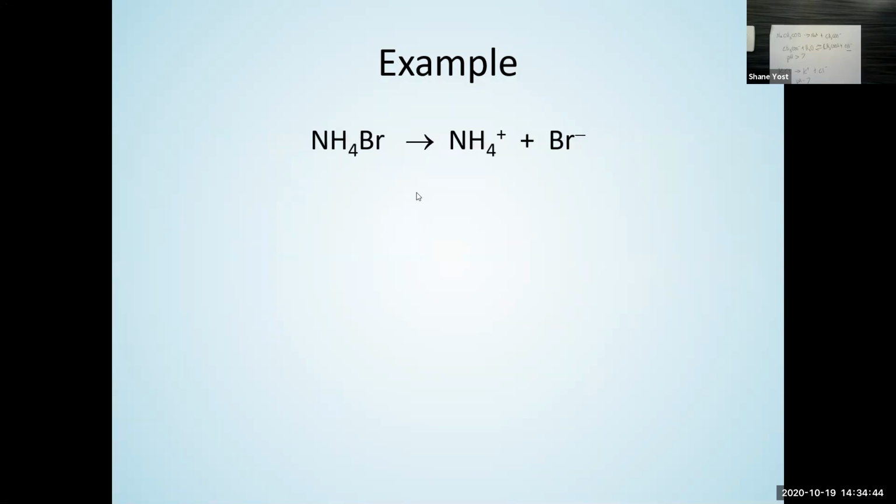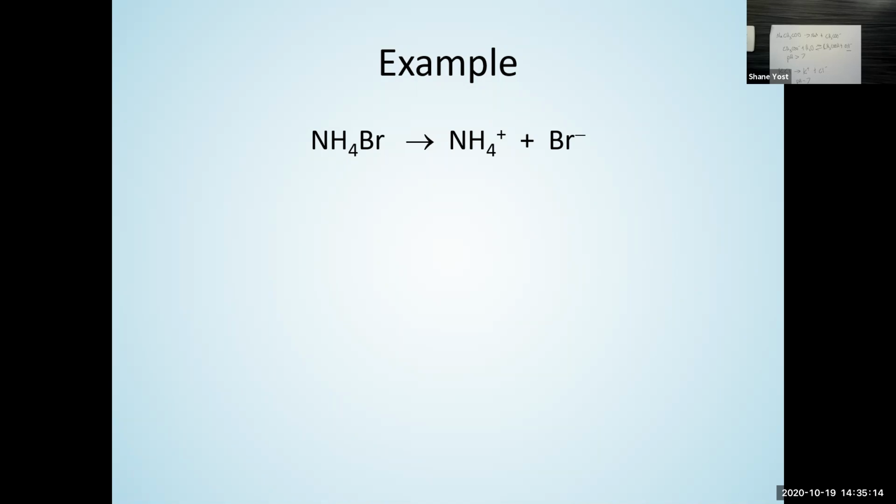So here, I have ammonium bromide that produces NH4 plus ions and Br minus ions in solution. Would the solution be acidic, basic, or neutral? NaCl was a neutral solution. And so for this solution, is it going to be acidic, basic, or neutral?